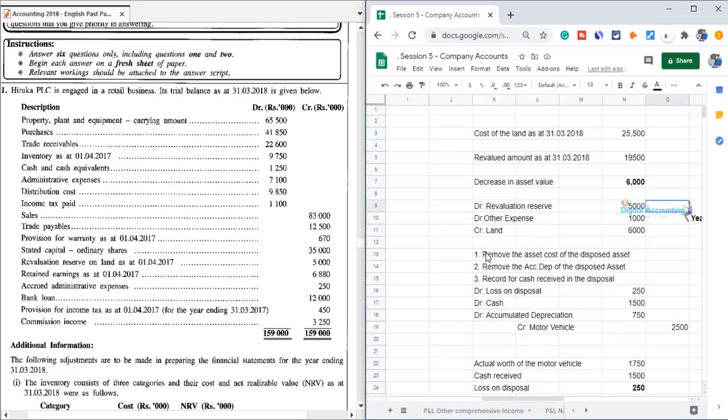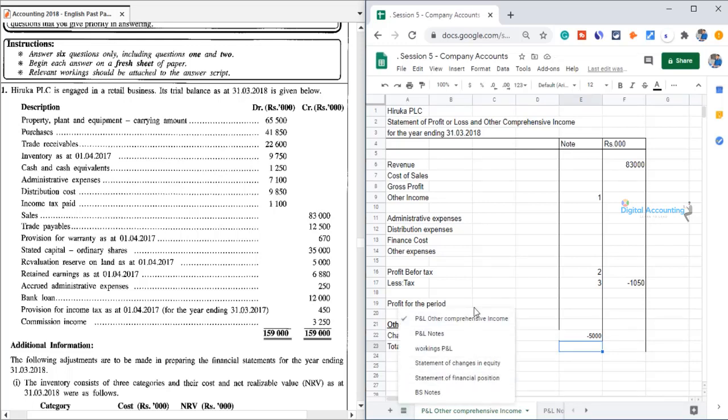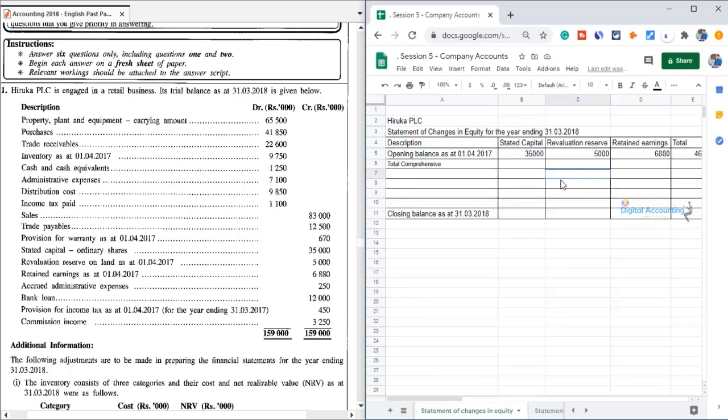So in the revaluation, we have a debit record in revaluation reserves. So debit record means we have a revaluation loss. So that loss we need to record. So revaluation loss. So charge in revaluation reserve, that is 5,000. So that's a debit record. And also that's related with statement of changes in equity. So we are removing that 5,000.